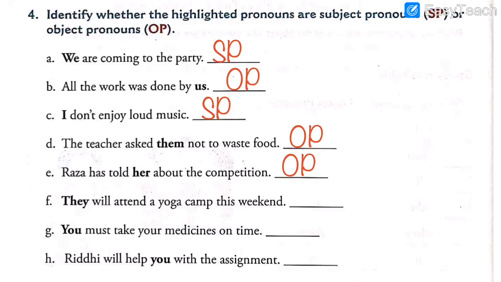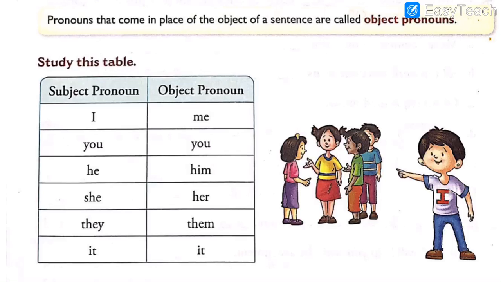Next, number 6. They will attend a yoga camp this weekend. Weekend means Saturday or Sunday. I hope you know that. So the highlighted pronoun is they. They means more than one. More than one person, more than one animal. So it is a group. It is called they.